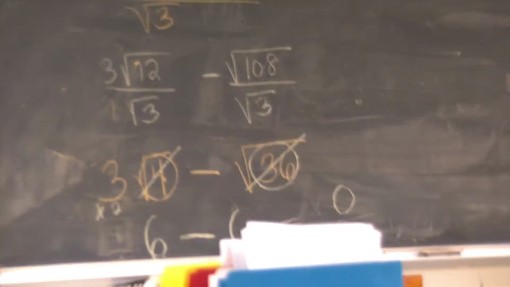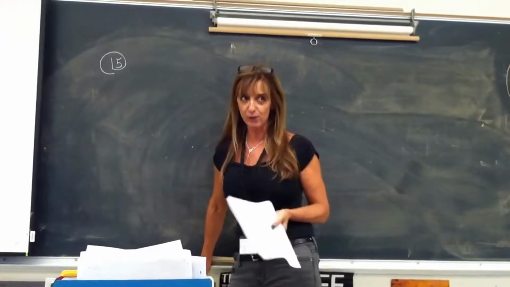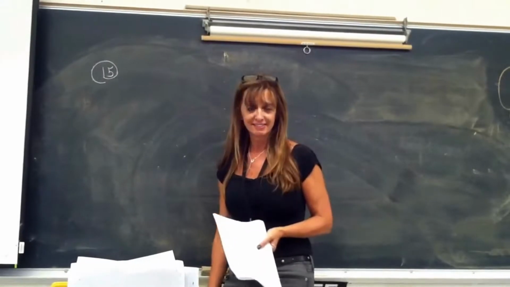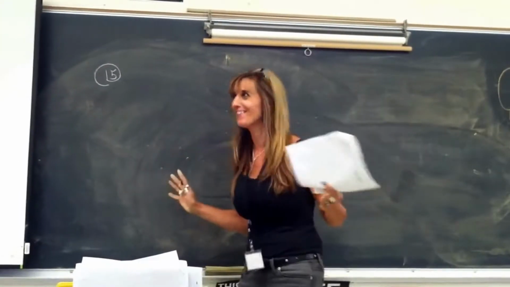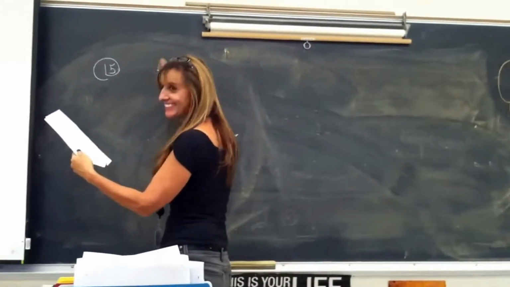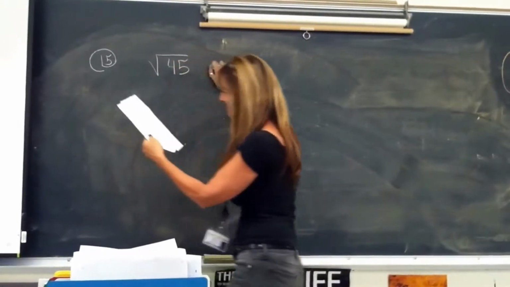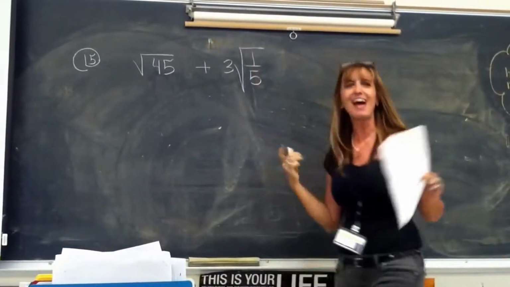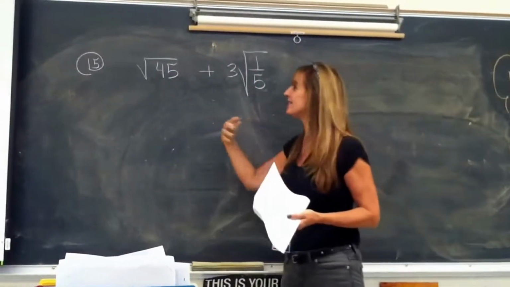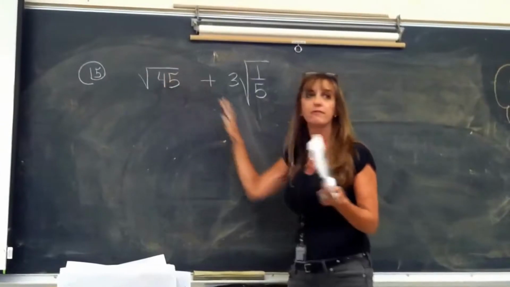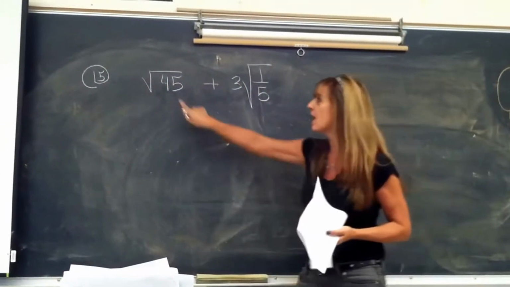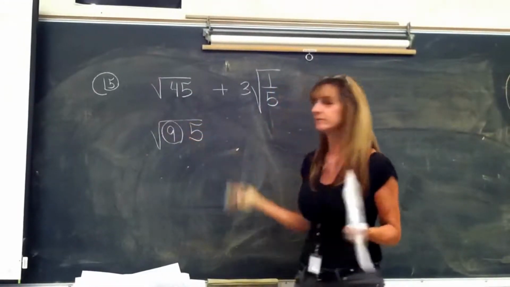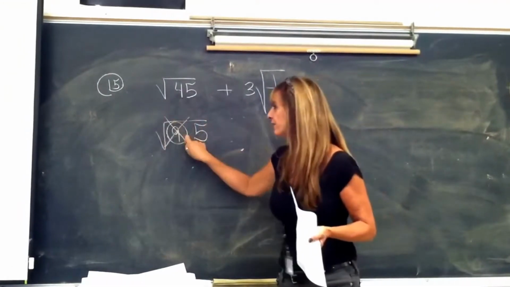Who had it? Number 15 is a hard one. Square root of 45 plus 3. All right, there's a lot of different ways to do this. What I did was I started to simplify things. I started to break things apart. I looked at the square root of 45 and I said, all right, 9 times 5. And the square root of 9 is perfect, is 3.